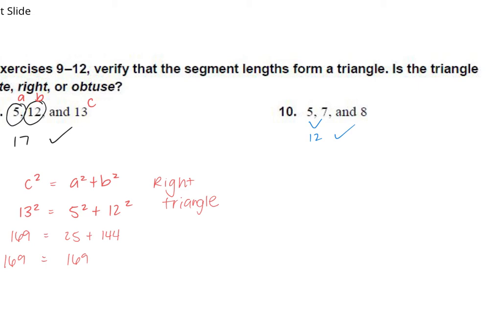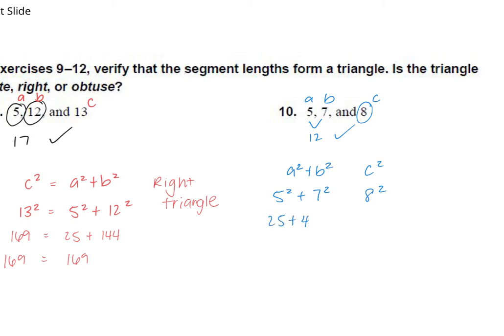We've got to take C. Which one's going to be C? 8, because it's the biggest. And then A and B. So we've got A squared plus B squared compared to C squared. A squared is 5 squared plus B, which is 7 squared, C, which is 8 squared.